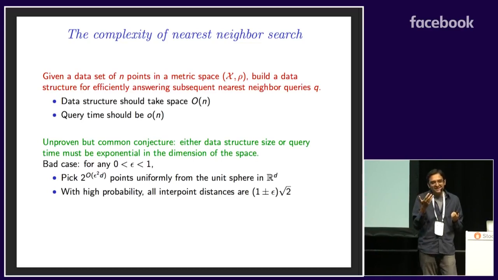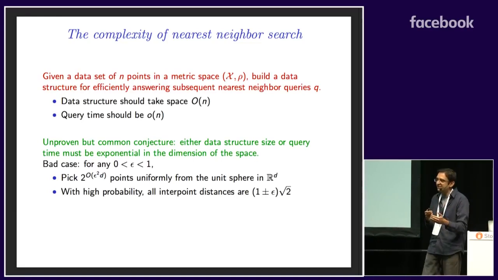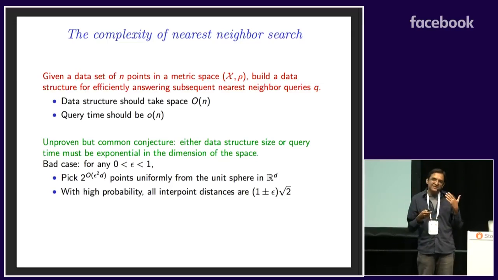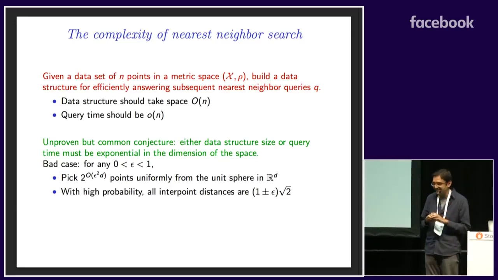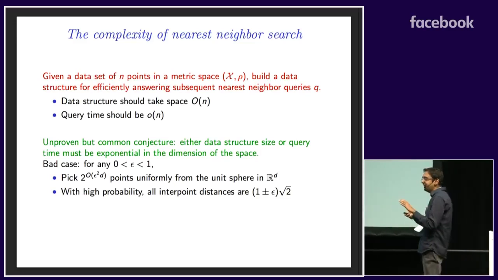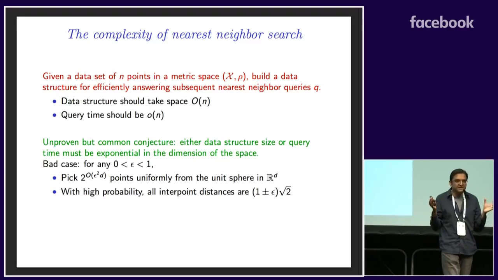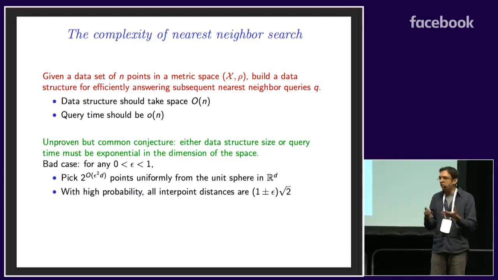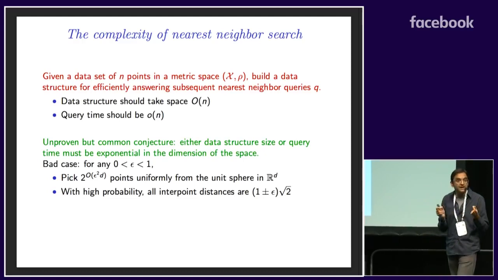And so this, as far as I know, hasn't been made into a concrete lower bound, but this is a bad case to keep in mind when you're thinking about nearest neighbor data structures. This is the nightmare scenario. And the question always is, what is it about our data or about the way in which we're doing things that we're able to override this nightmare scenario?